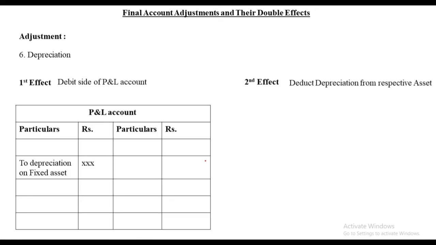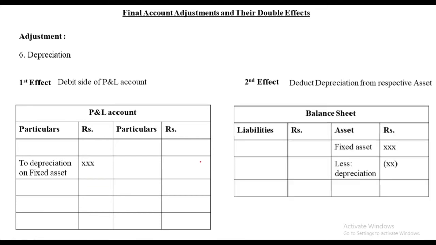So, for example, if there is a depreciation on any fixed asset, it will appear on the P&L account as depreciation on whichever fixed asset it is. And the second effect will be that on the asset side of the balance sheet, it will be fixed asset minus that particular depreciation. That is adjustment number 6.